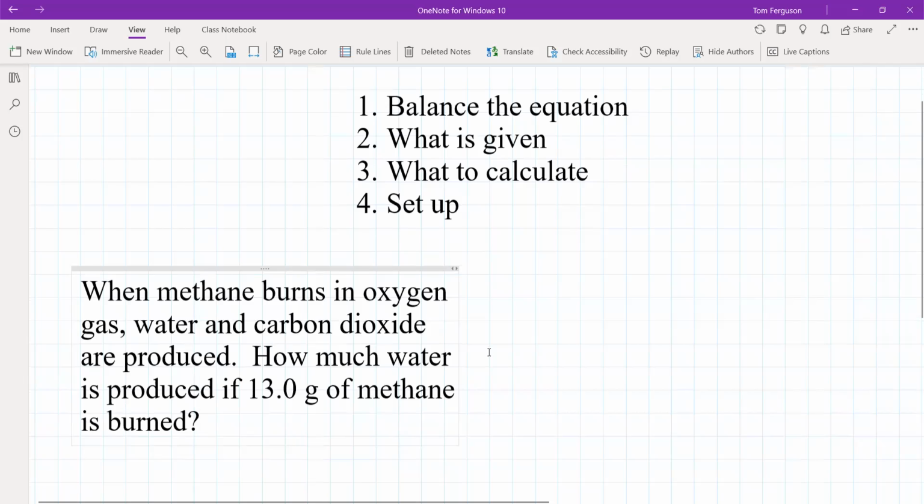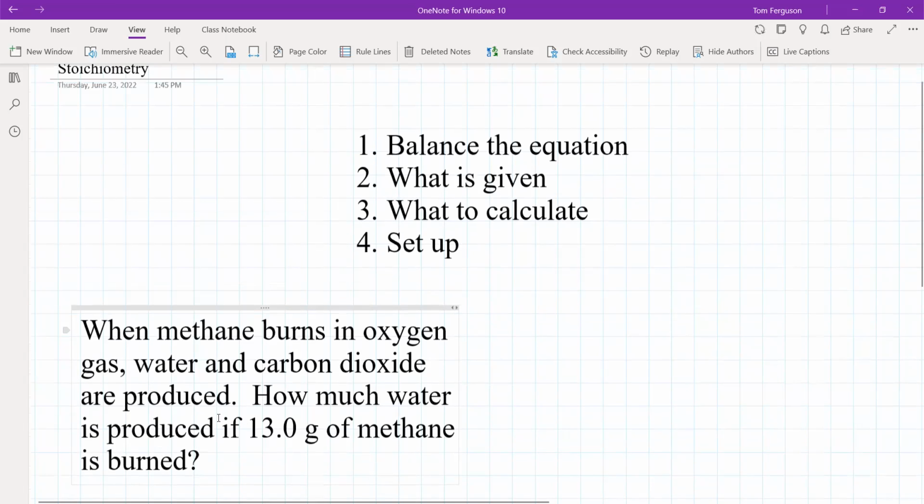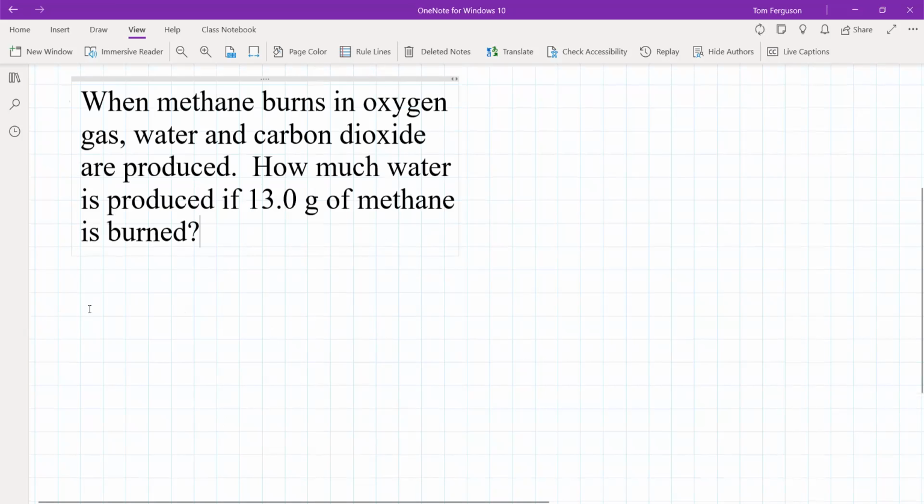Okay, when methane burns in oxygen, water and carbon dioxide are produced. So if we have 13 grams of methane, how much water is produced if we burn 13 grams of methane? Okay, so first of all, whenever you have a chemical reaction, you've got to have the actual reaction there, because the first step is to balance it. So what is that?